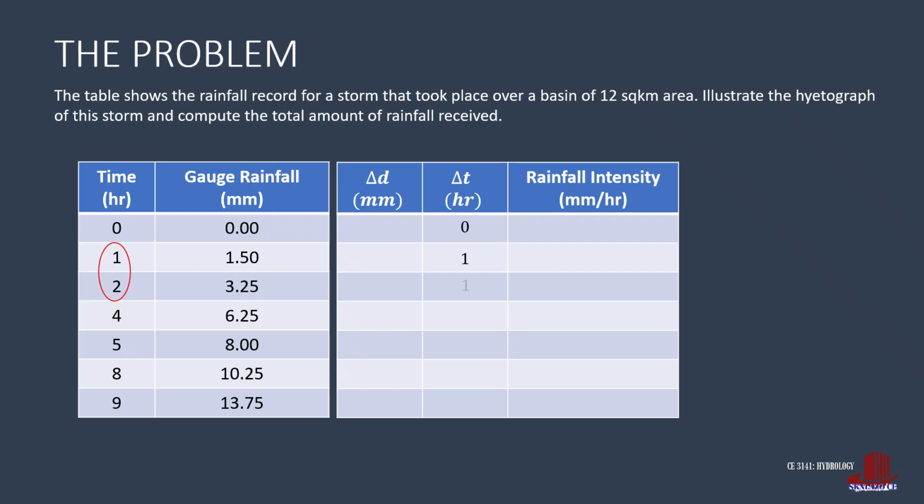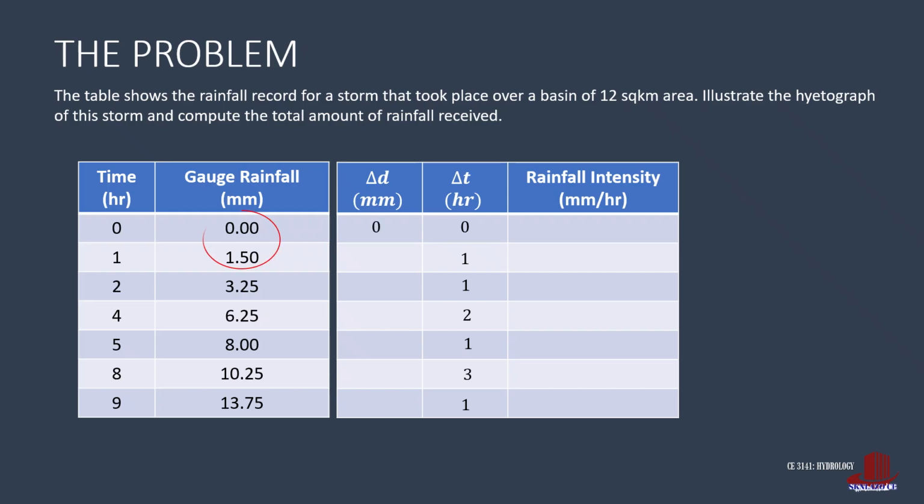2 minus 1 is 1. 4 minus 2 is 2. 5 minus 4 is 1. 8 less 5 is 3. And 9 minus 8 is 1. The depth intervals would be computed similarly, and it also starts with 0.